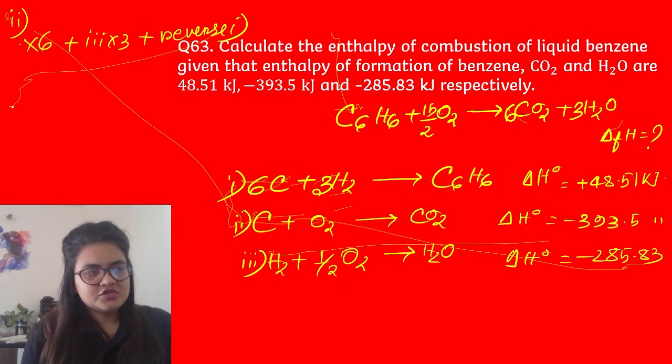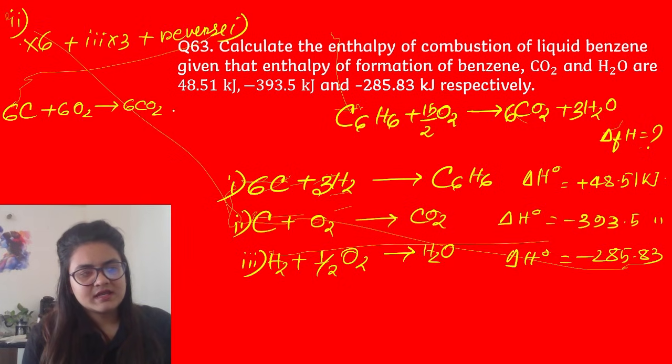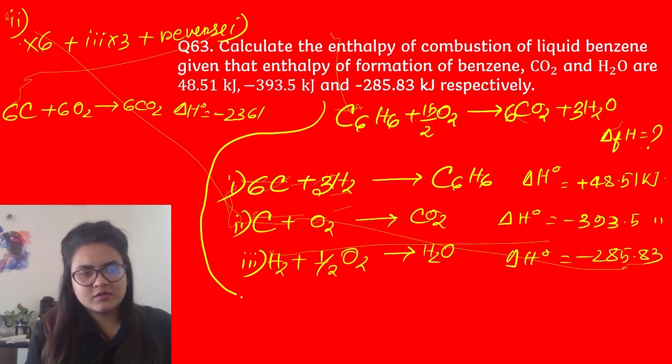So equation 2 into 6. So 6 carbon plus 6 O2 will give you 6 CO2, right? Along with that, the enthalpy value also you have to multiply with 6, right? So enthalpy will come up to be 6 into minus 393.5, it will come up to be minus 2361.